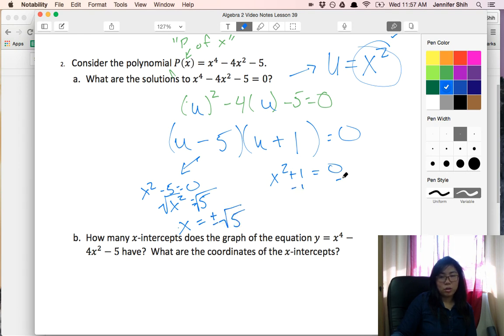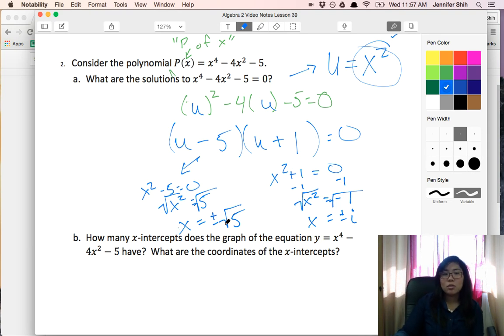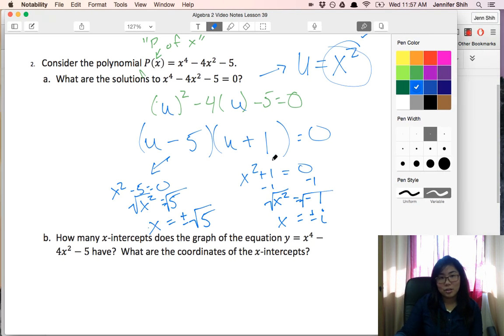Now I'm going to subtract 1 on both sides. x squared is equal to negative 1. Take the square root of both sides. That negative 1 does not freak me out because I have imaginary numbers on my side. So I have x equals plus and minus root 5, and x equals plus and minus i. So those are my 4 solutions: positive root 5, negative root 5, positive i, negative i.